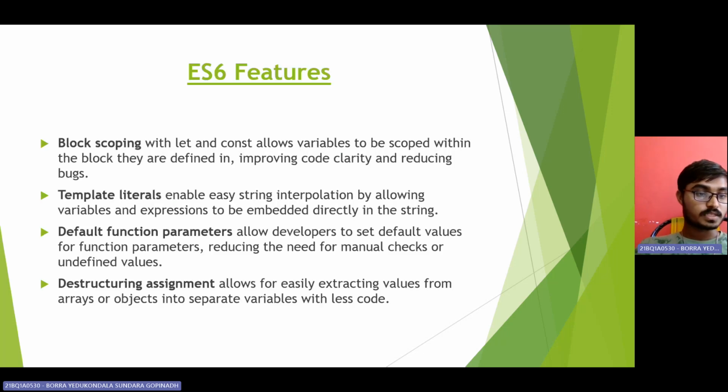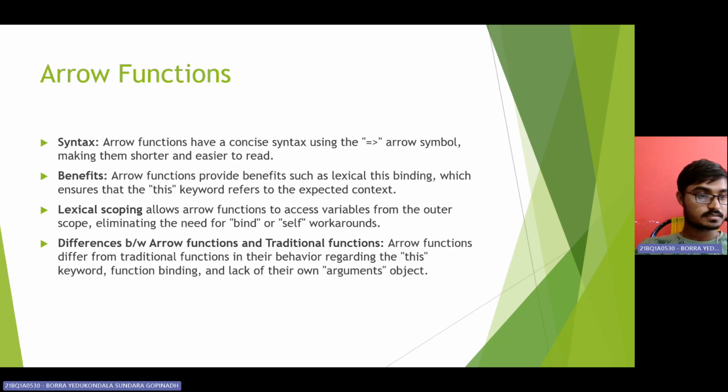ES6 features block scoping. The let and const keywords allow variables to be scoped to the block they are defined in, improving code clarity and reducing bugs. Template literals and destructuring, and now we discuss arrow functions. Arrow functions have a concise syntax using the arrow symbol, making them shorter and easier to read.